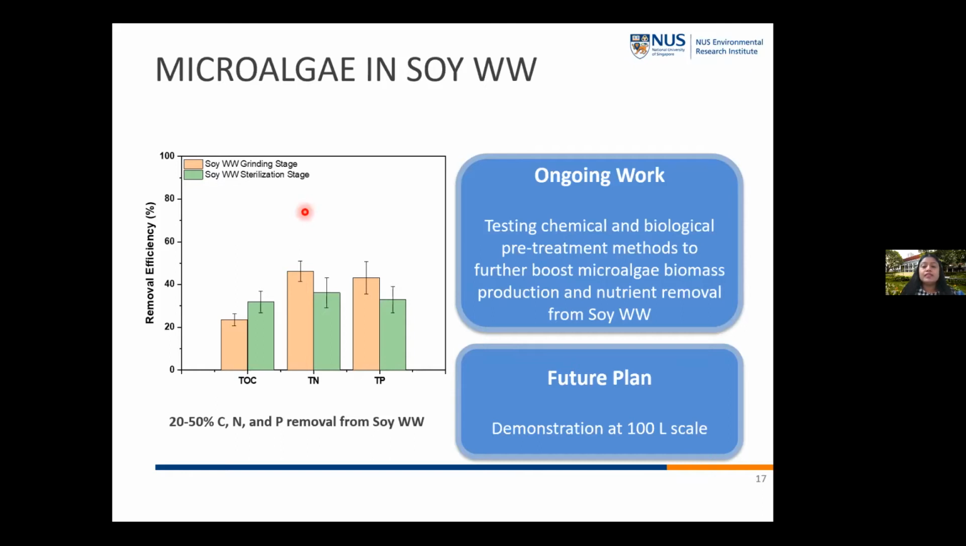Now, what we are trying to do is further boost the nutrient removal and also the biomass production in soy wastewater. So we have decided to do some pre-treatments. We hypothesize that the soy wastewater contains some complex molecules which are difficult for microalgae to digest. So we would like to break down these molecules into simple compounds, which microalgae can then take in. This way, we could increase its biomass production and also improve the nutrient removal.